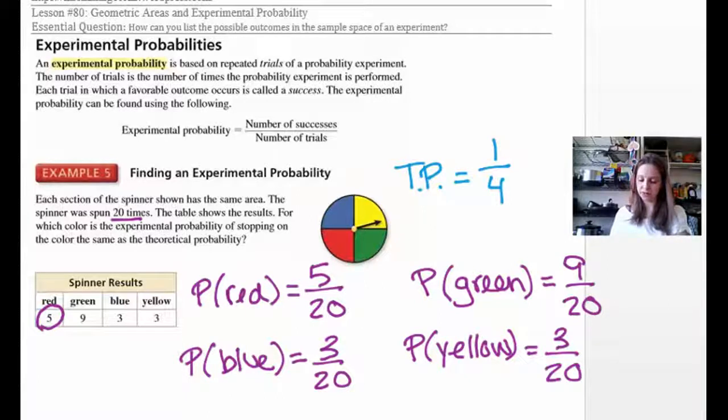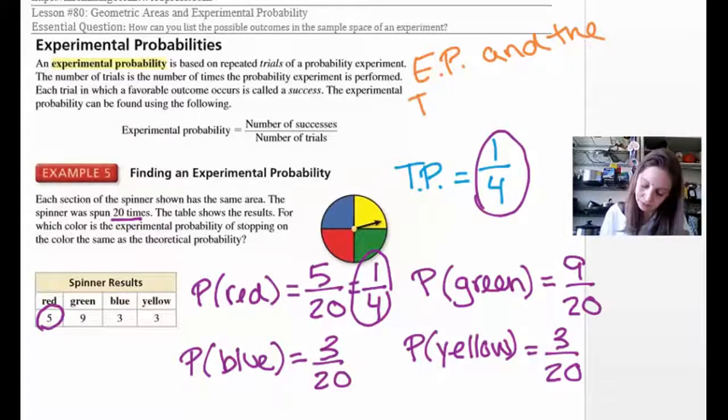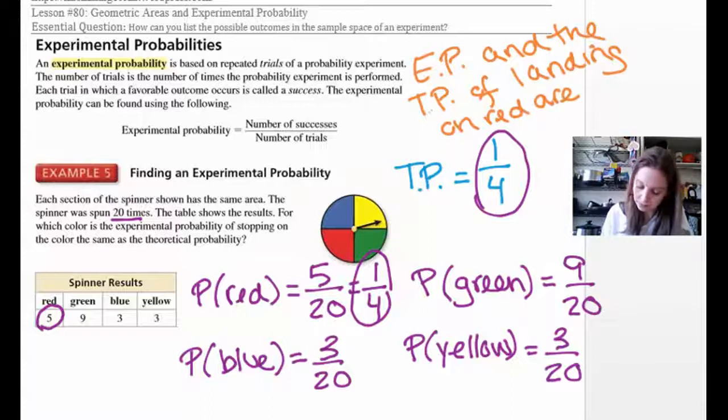See if we can reduce any of these fractions. Yes, this reduces to 1/4. You can see that's the same as the theoretical probability of landing on red. So I can answer this question by saying the experimental probability and the theoretical probability of landing on red are the same.